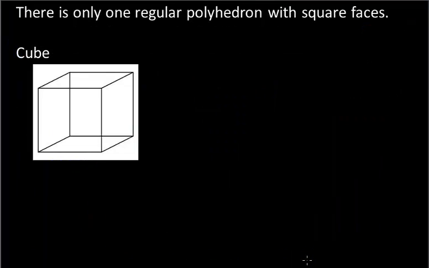Now, if we go from the equilateral triangle to the square for faces, then we know we have the cube. We have the cube made with square faces. And notice that there are 3 faces joined at each vertex. And each square here has 90 degrees. So 3 times 90 is a total of 270 degrees at each vertex.